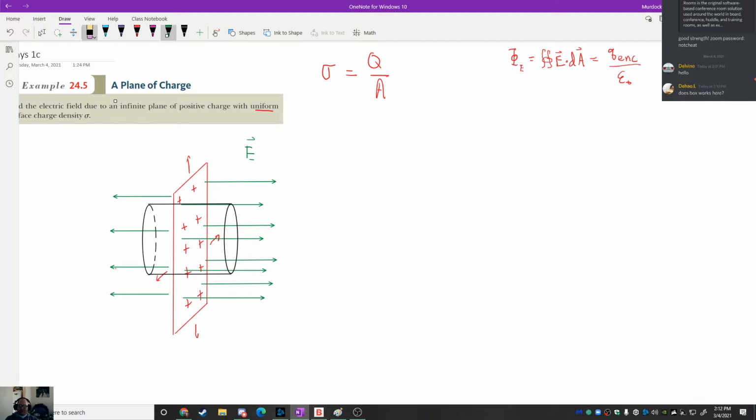Okay, we need to include some dimensions for our cylinder now. So let's say that it has a length in this direction that's L. So that's going to be the length from here out to here. Let's say that the area of the end cap on this side is A, and it's a right circular cylinder, so both of these areas will be A.